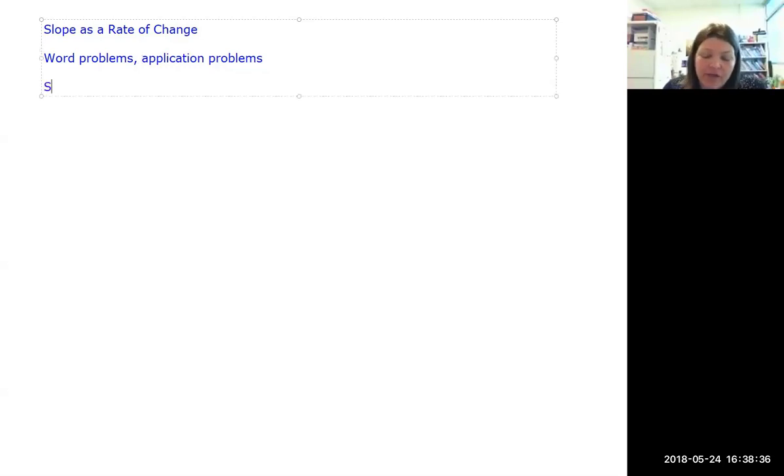So I will remind you that slope is a rate of change. The other way we talked about it was your rise over your run. We've talked about slope a lot of different ways in the last two classes. Last way we talked about it, it's your change in y, that's your rise, over your change in x, your run, your vertical change over your horizontal change.